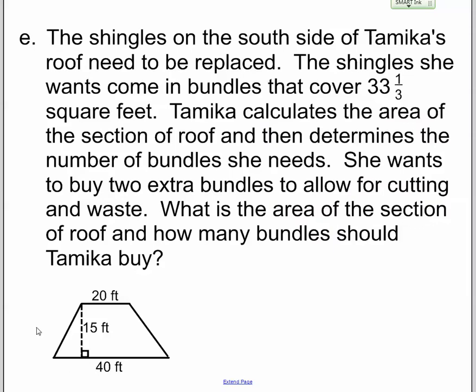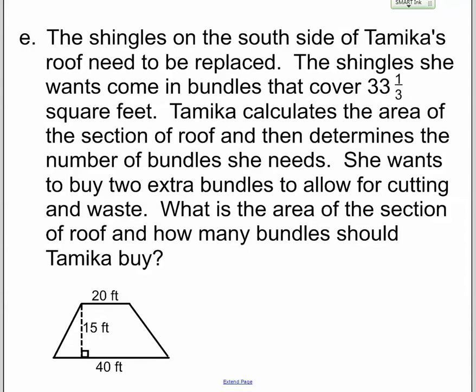And one more here. Why would we need to find the area of a trapezoid? Well, lots of things are shaped like trapezoids, and we might need to find the area of them. For instance, in this situation, the shingles on the south side of Tamika's roof need to be replaced. The shingles she wants come in bundles that cover 33 1/3 square feet. Tamika calculates the area of the section of the roof and then determines the number of bundles she needs. She wants to buy 2 extra bundles to allow for cutting and waste. What's the area of the section of roof and how many bundles should Tamika buy?